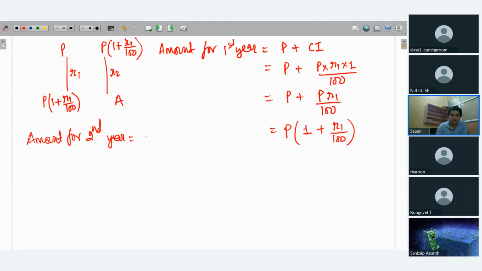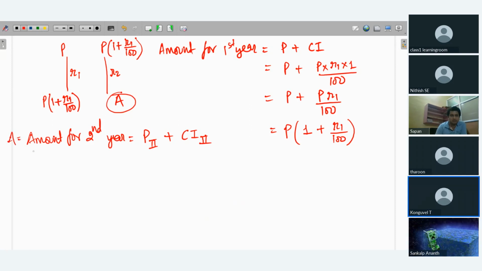What is the amount for the second year? Principal for the second year plus compound interest for the second year. This is the amount for the second year.